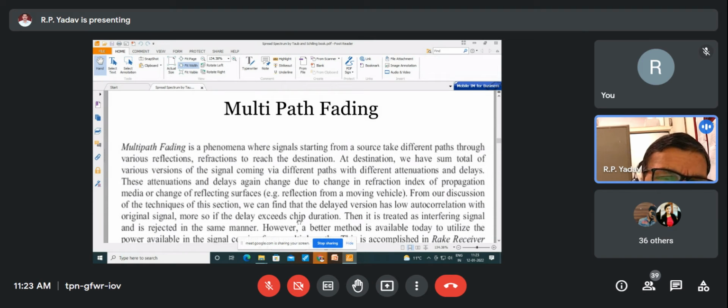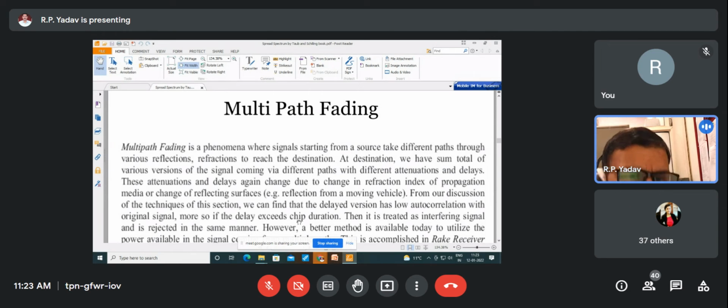You can't avoid multipath in wireless media, because once the signal is transmitted from the base station, which particular path it takes, where it gets reflected or scattered, all that happens in free space.